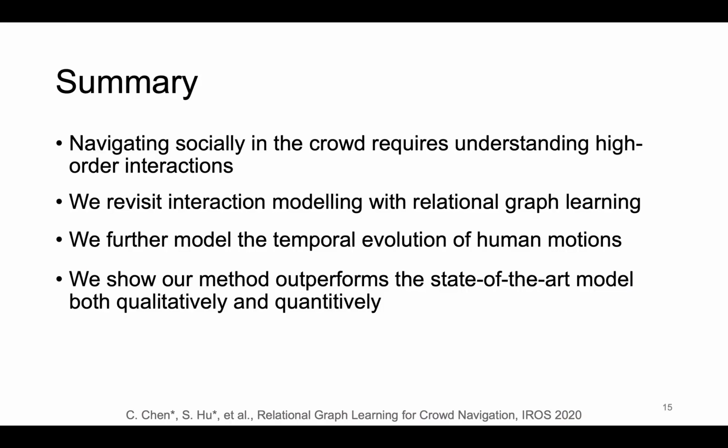In summary, navigating socially in the crowd requires understanding high-order interactions, and we revisit interaction modeling with relational graph learning. We further model the temporal evolution of human motions, and we show our method outperforms the state-of-the-art RL model both qualitatively and quantitatively.